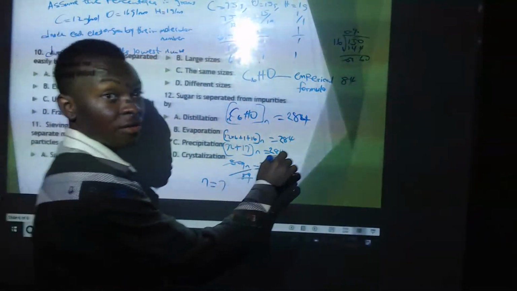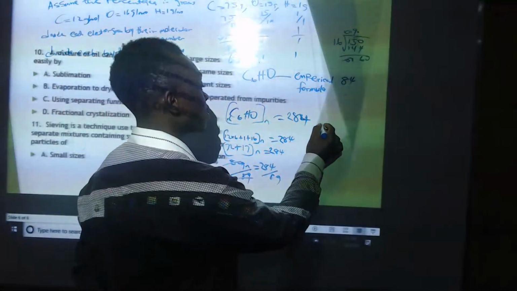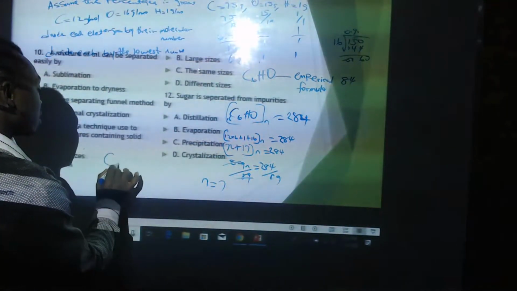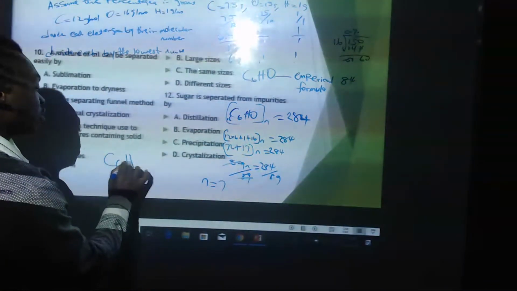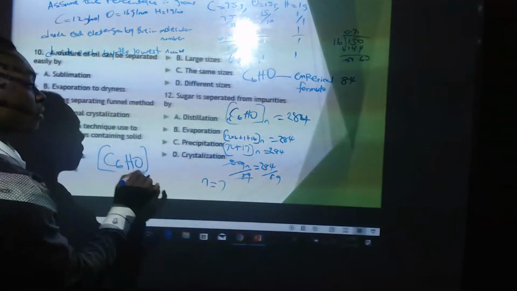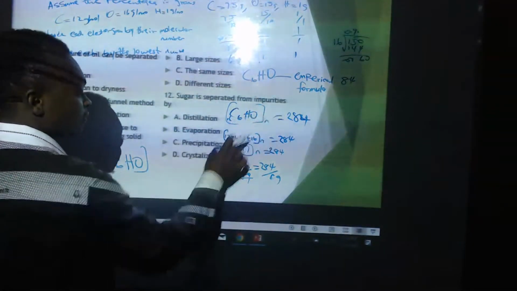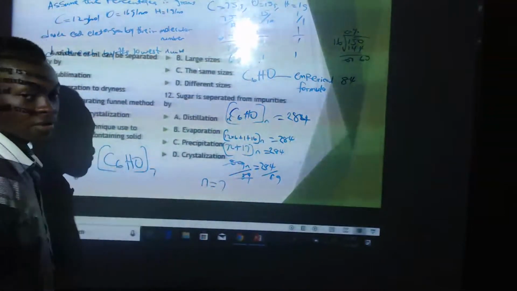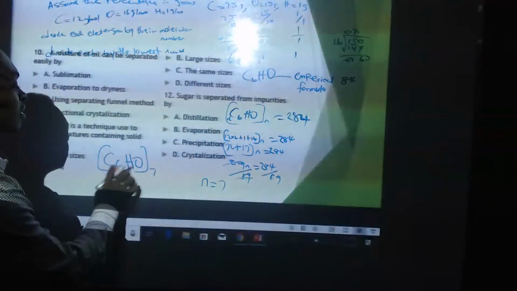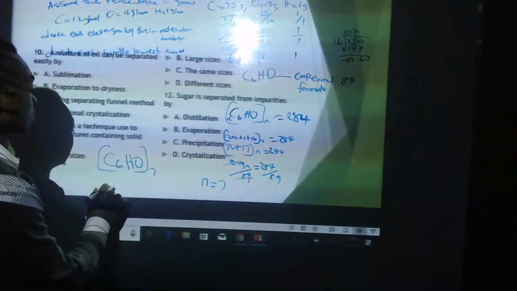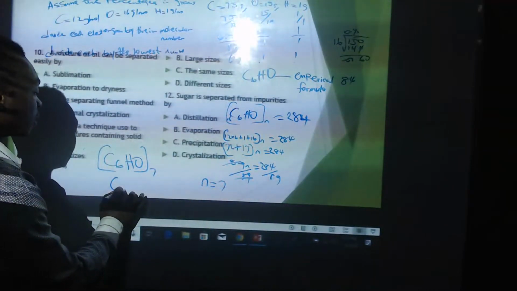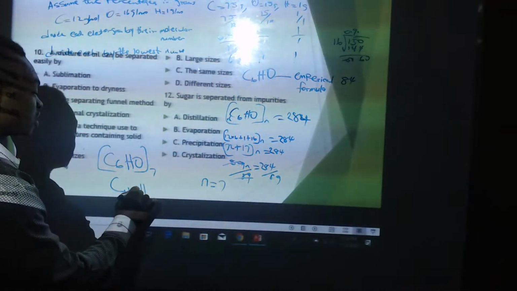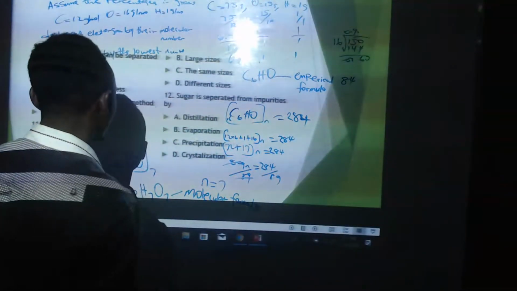So your new molecular formula will be, remember that this is C6H2. Now your value of N is now 7. So now it will be times 7. So your molecular formula will now be 6 times 7, which is 6 times 7 plus 2 H. So this is your new molecular formula.